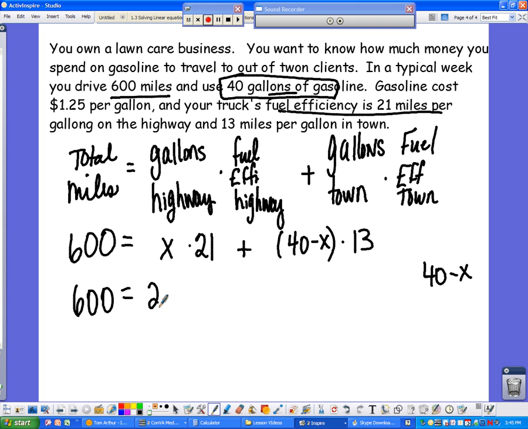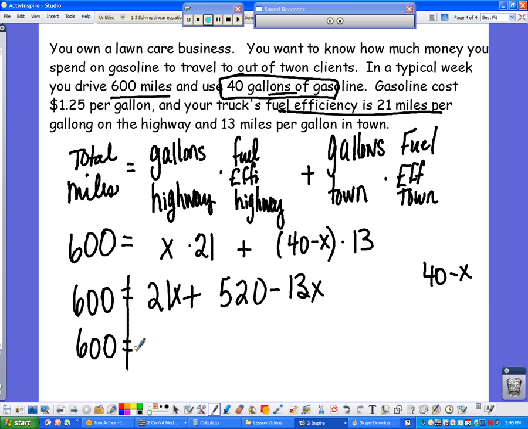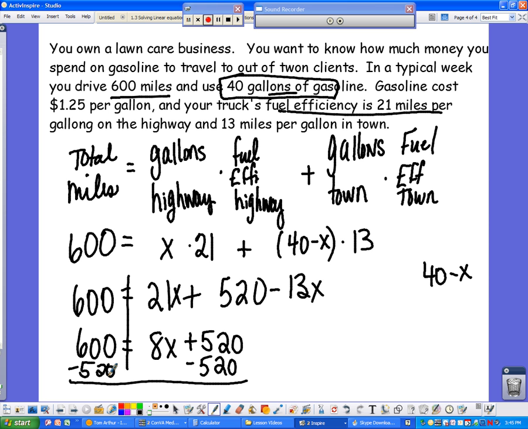So X times 21 gives us 21X plus 40 times, and then we have to do the distributive property. 40 times 13 would give us 520 minus 13X. Since we've got two X terms on the same side, we need to combine those. 21X minus 13X would give us 8X plus 520. Then we subtract 520. 600 minus 520 would give us 80 equals 8X. Divide both sides by 8, and X equals 10.